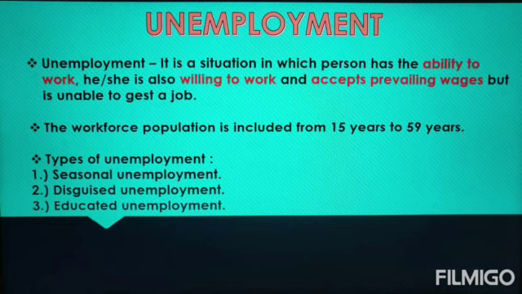Seasonal unemployment, it happens when people are not able to find jobs during some months of the year. Then disguised unemployment, it is a situation in which surplus labor are engaged than required, and even if few members will be removed, it won't affect the total production. And lastly, we studied about educated unemployment. It occurs when a person is educated but is not able to find a suitable and efficient job for himself.